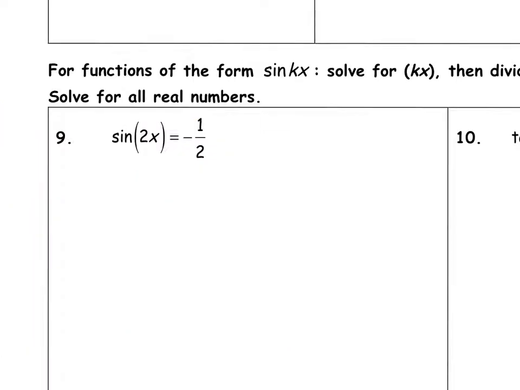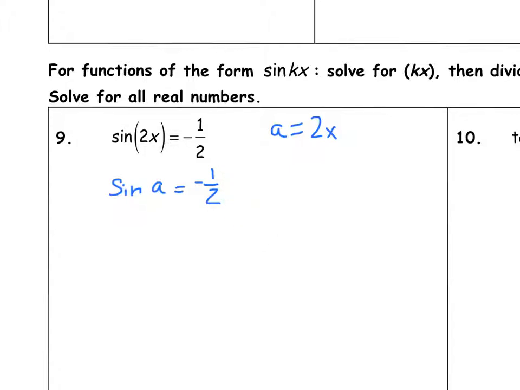In this case, what I can do is just put a new variable right here. Call it u, call it a, whatever. So just for definition, let me solve for something more simple, like this. Sine of a equals negative 1/2. Now, once I've solved that, I can substitute the a back in, the 2x, and then solve the new situation. So what values of a will give me negative 1/2?